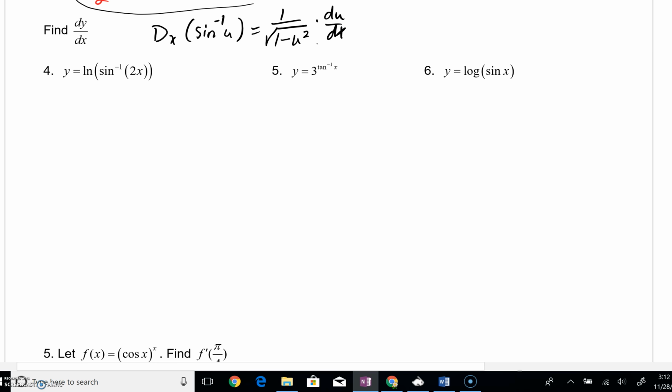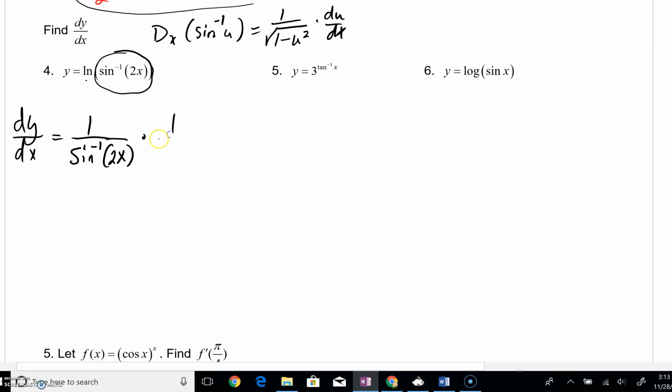So as we're looking at number 4, we've got the natural log. As we find dy dx here, hopefully you remember that the natural log, as we're taking that derivative, we're going to go 1 over whatever is inside of the natural log, 1 over that argument. Now I have to use the chain rule. I'm going to take the derivative of this inside portion. That's what we just took a look at up above.